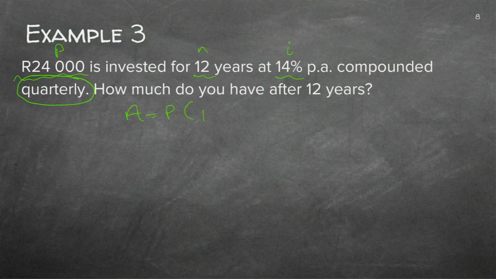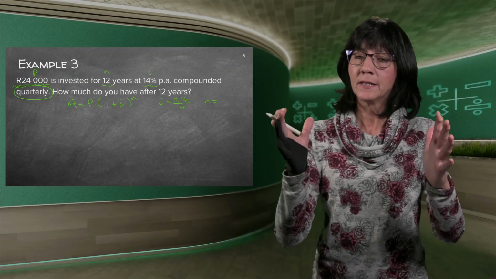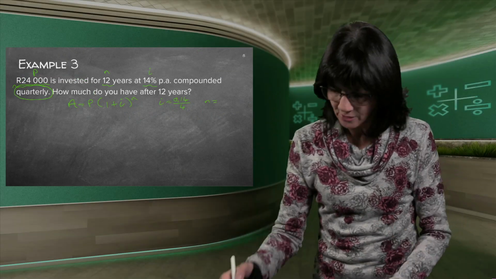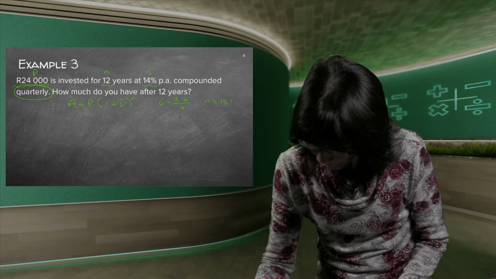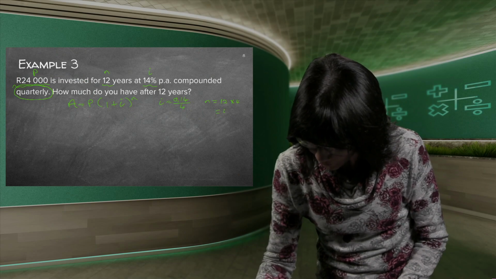There's my investment formula. Before I start, I need to write the I and the N. You do not start if you haven't written the I and the N. The interest is 0.14 compounded quarterly. How many quarters in a year? 4. So they did cut up the year into 4 pieces. So what must you do with the N? 1 year consists of 4 quarters, so it's times 4, which gives me 48.